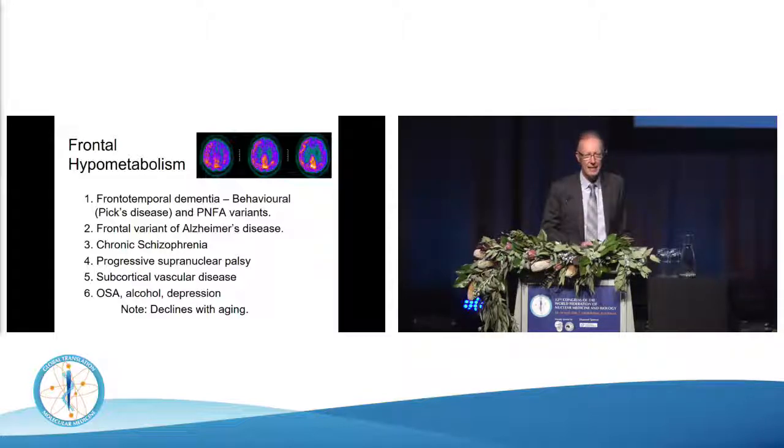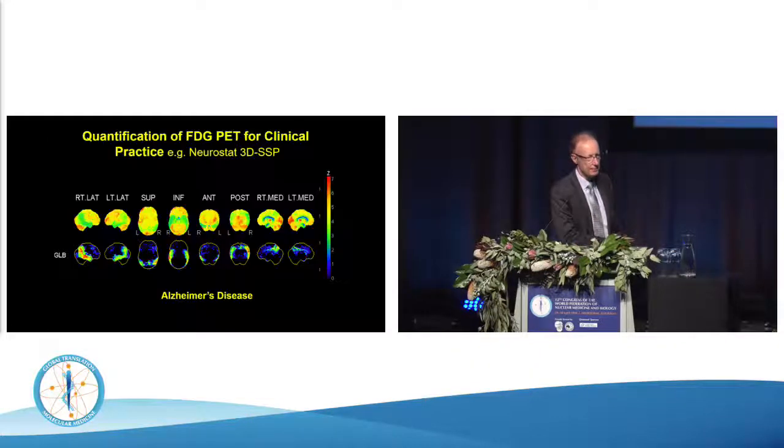Frontal lobe metabolism does decline with aging. If you're comparing to a normal database, you've got to take the age of the person you're putting into consideration. So mild frontal hypometabolism on the display when you've compared to 72-year-olds for a 50-year-old is very significant. If it's an 80-year-old that you're comparing to a database made up of 70-year-olds, it doesn't mean anything. So keep that in mind.